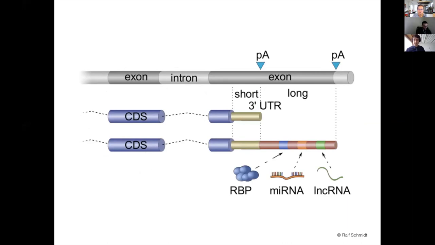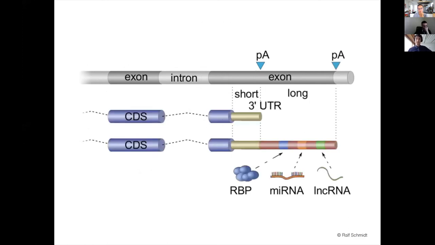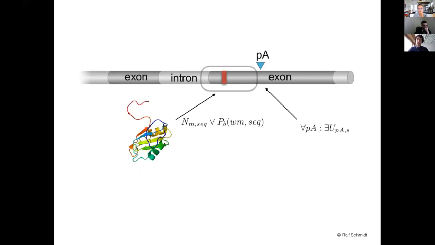And I'll just briefly mention that my colleagues in the group were working on differential cleavage and polyadenylation, which is one more layer of regulation of gene expression. Please notice here that if you have these distinct poly A sites, one can build similar models. So we define a region in the proximity of the poly A site. We quantify binding of distinct motifs in that region.